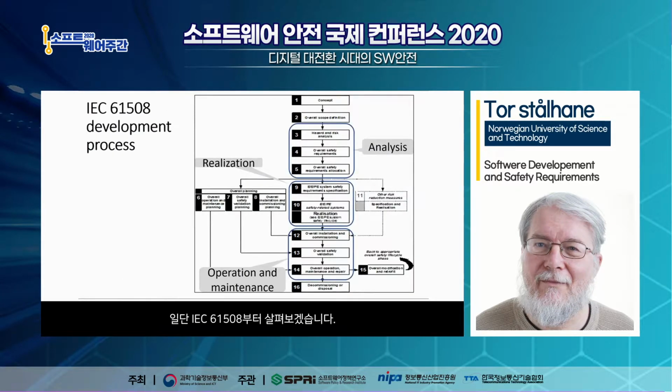So let's start by looking at 6.15.08. These are our main process steps, and we start with the analysis. The analysis will decide the realization, and in the end we'll get a system which is ready for operation and maintenance.